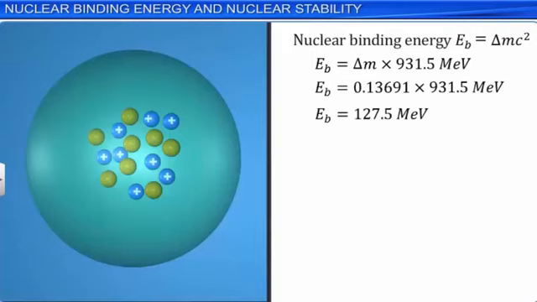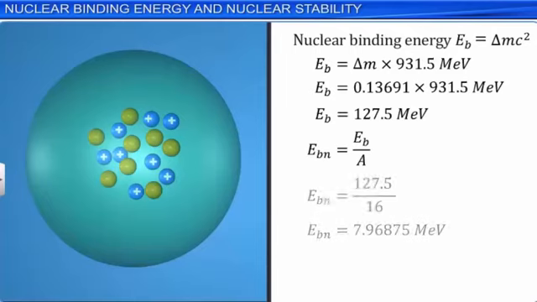The ratio of the binding energy to the mass number A of the nucleus is called the binding energy per nucleon or average binding energy and is denoted by EBN. EBN is equal to EB by A. Average binding energy is the energy required to remove a nucleon from the nucleus. For the oxygen nucleus, the average binding energy is equal to 7.96875 MeV per nucleon. Average binding energy of various nuclei indicates the relative stability of the nuclei.